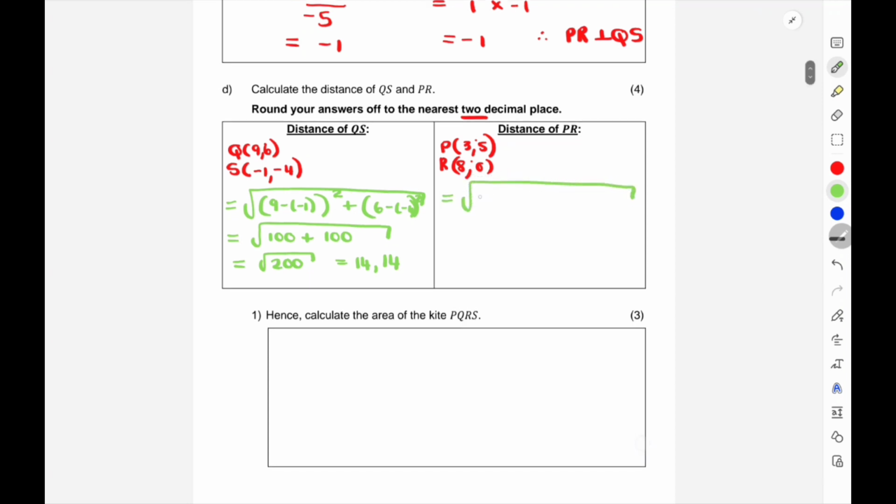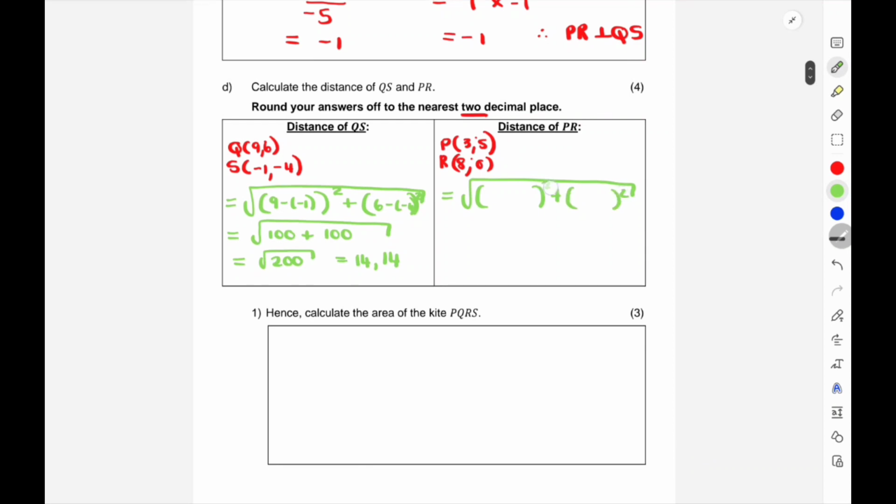All right, let's look at this one. So please remember to practice this, because you do get out of practice a bit as well. Okay, so the 2 x values subtracted, 3 minus 8, and the 2 y values subtracted, 5 minus 0. 3 minus 8 is negative 5. Negative 5 squared is 25. Plus 5 squared is 25. So the square root of 50, rounded off to the nearest 2 decimals, is 7.07.